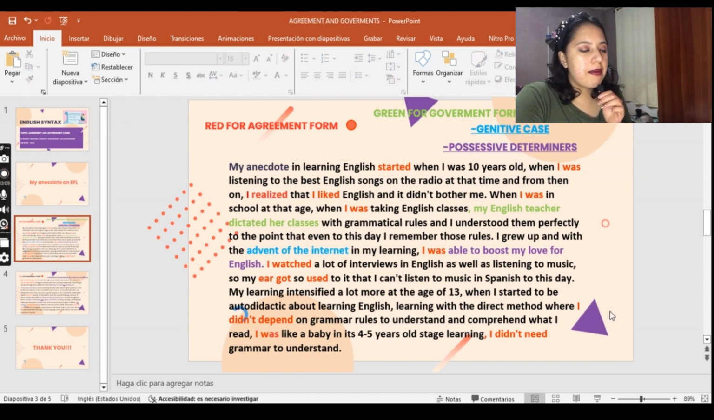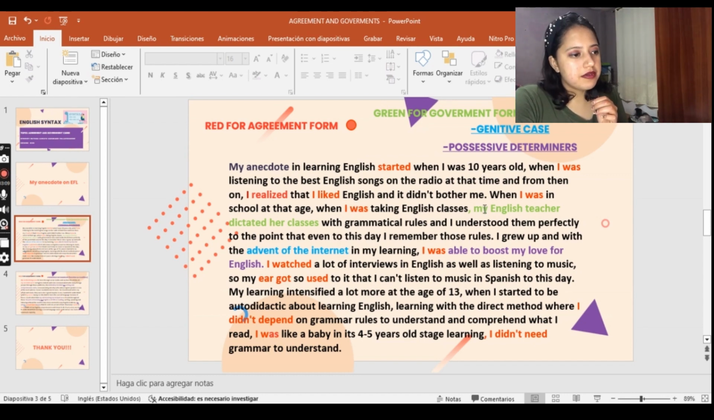I have to start by explaining that my story is in the past. So all the verbs I'm going to use have to be in the past because it's grammatically correct. So here the verb started, my journey in learning English started. So all the verbs I'm going to speak are in the past. I was, an agreement form. I realized, an agreement form. I liked, agreement form. When I was taking English classes, an agreement form. Because remember, I was talking in the past.